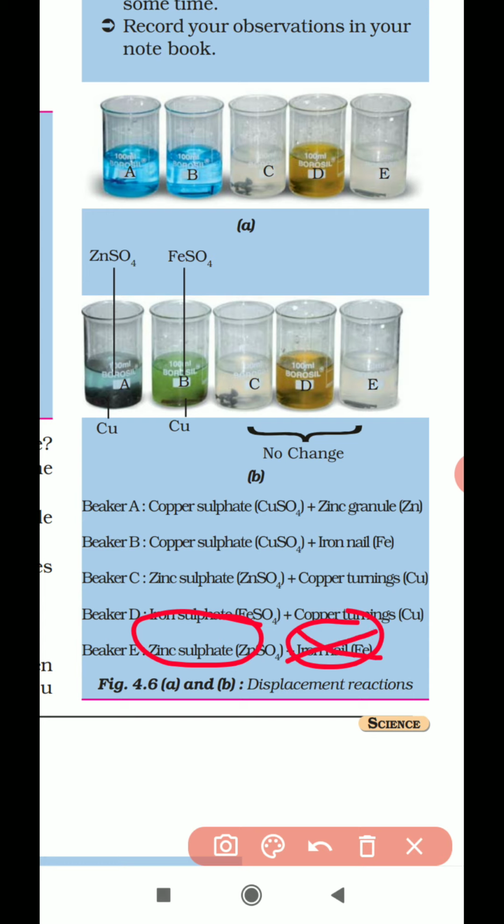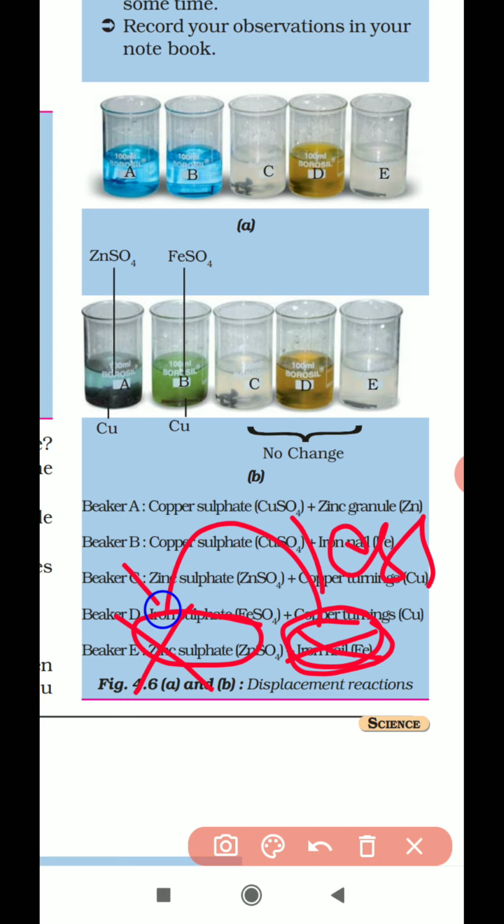Similarly, this sixth one, iron nail and zinc sulfate, is the same. Iron is not very highly reactive. Iron is also a less reactive metal such that this iron will not remove the zinc from zinc sulfate and the iron will not displace in the sulfate.